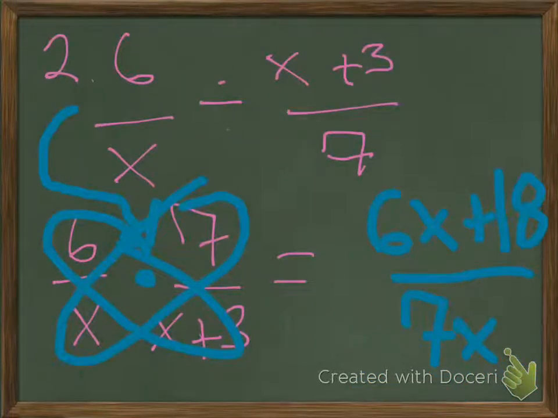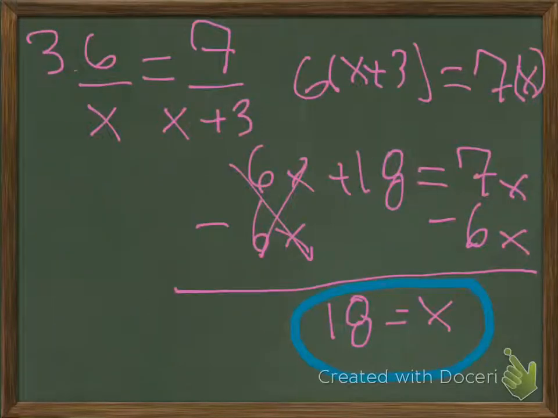Problem number 2. 6 over x divided by x plus 3 over 7. To multiply, you simply flip 7 over the x plus 3 and then cross multiply till you get 6x plus 18 over 7x.